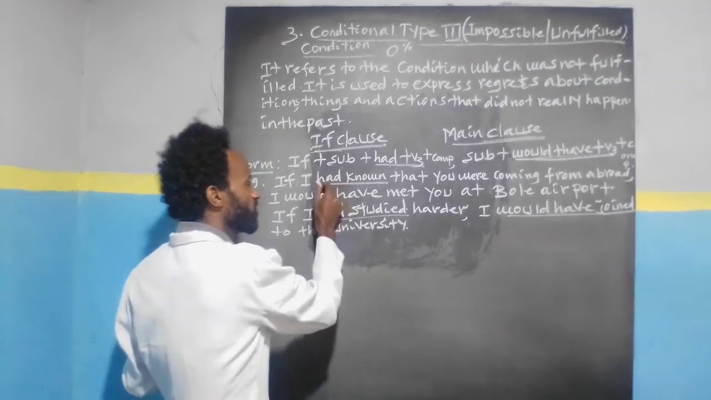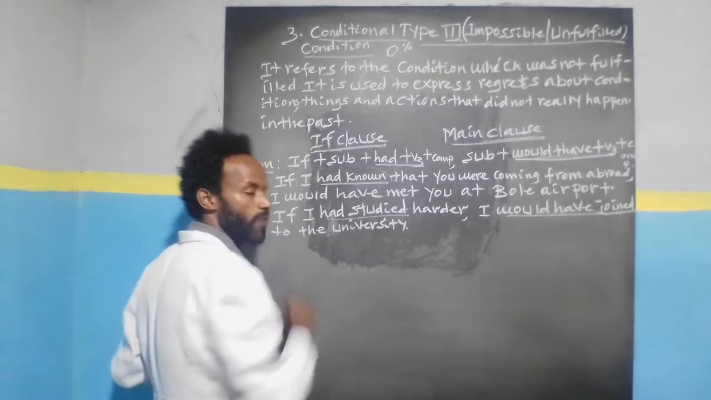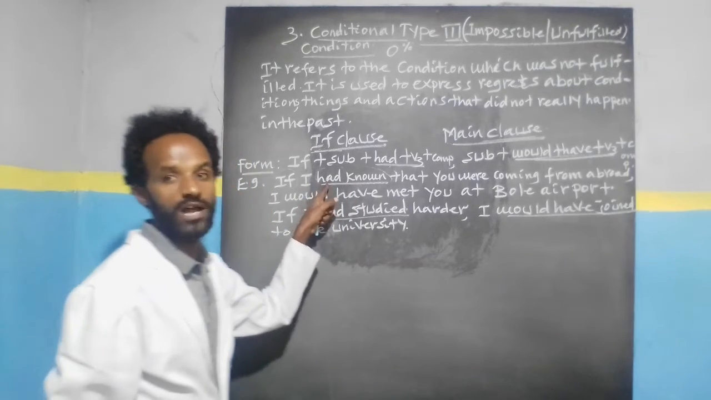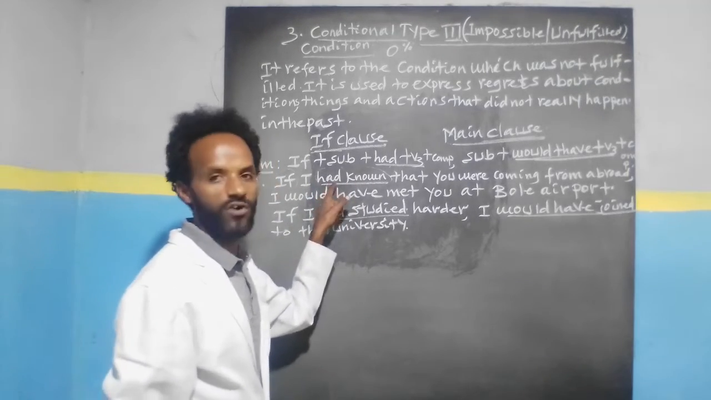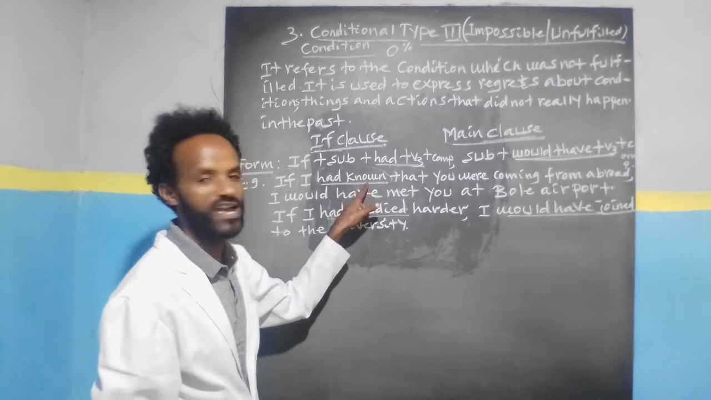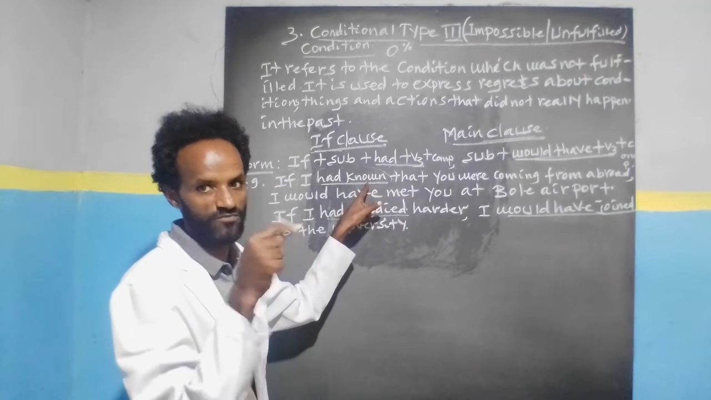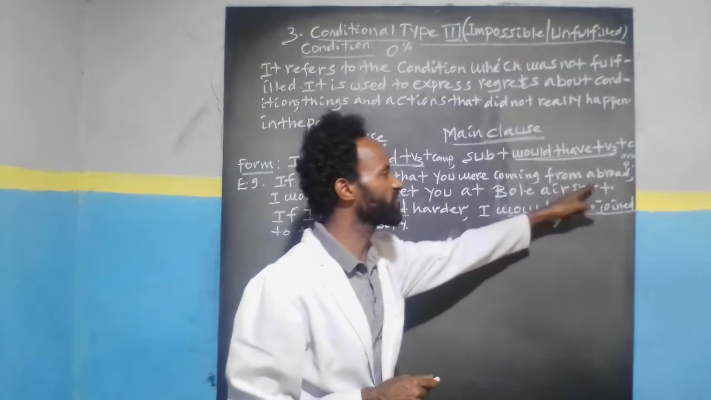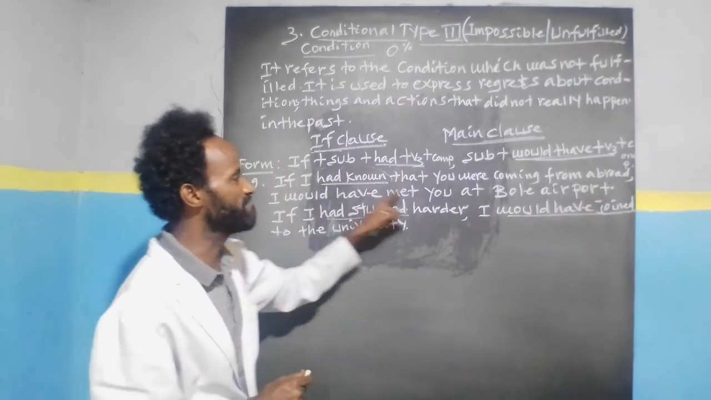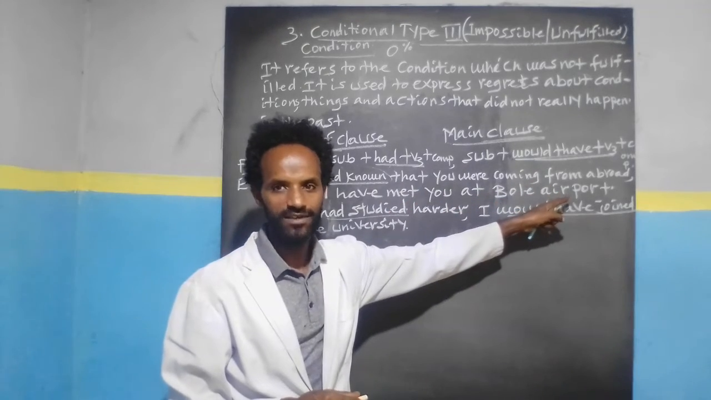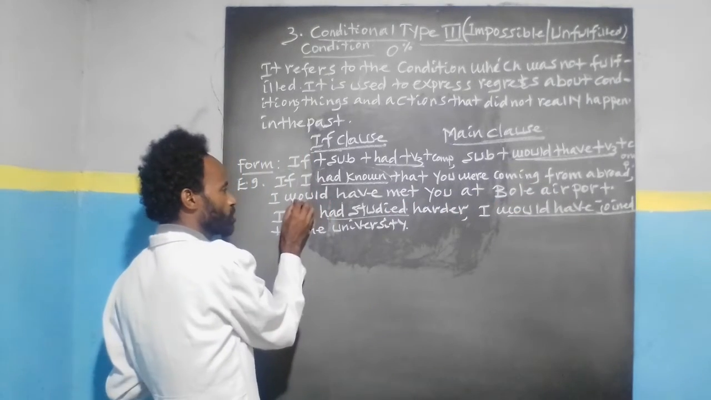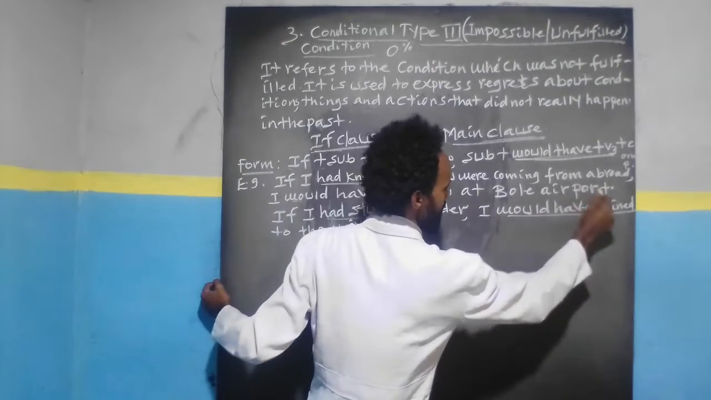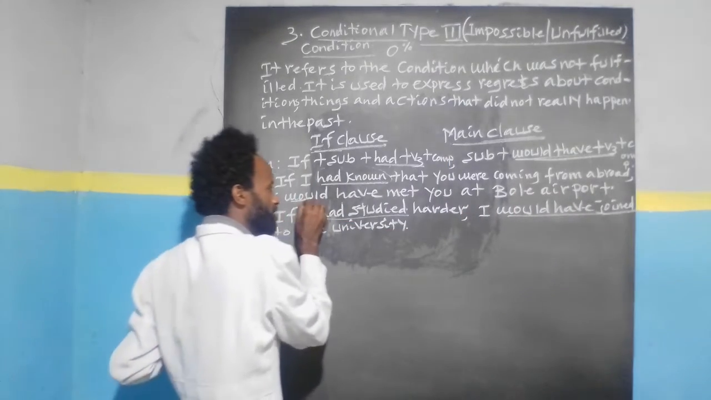Because in the if clause part we have, in all cases, the past perfect tense. Had is the fixed formula we use for the past perfect tense, and the past participle of know is known. Okay, so if I had known that you were coming from abroad, I would have met you at Bole Airport. So look here, in the main clause part: I would have met you at Bole Airport is the main clause part.